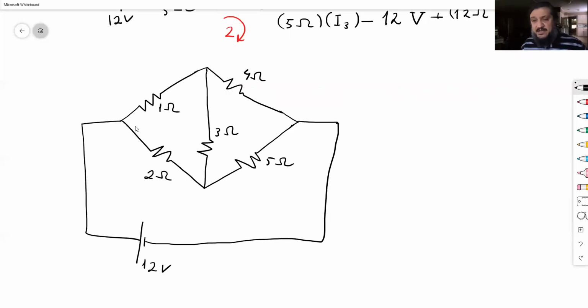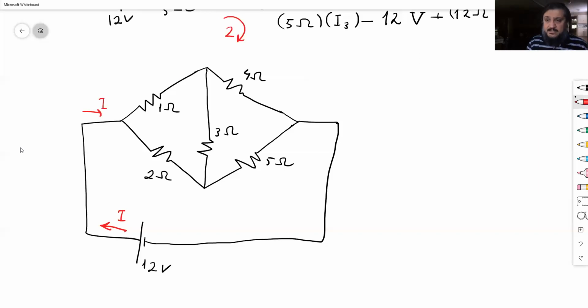So question again, what is the current? What is the current that goes through the battery? What is the current through each resistor? They're all different. So here's what we do. We're going to name currents here. Let's call this guy I. So we have I here.